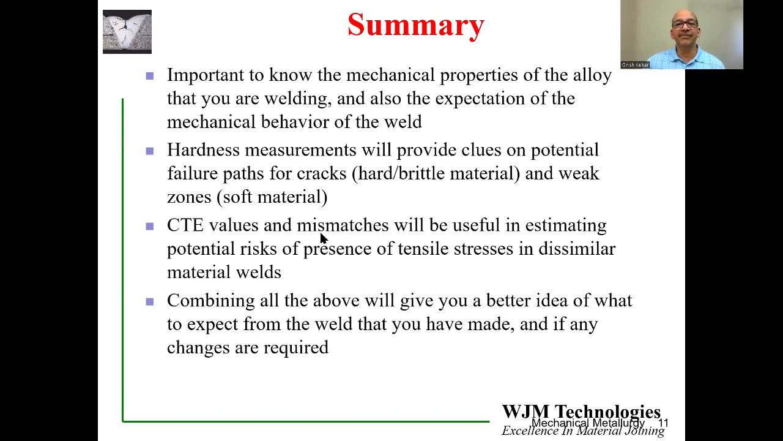Then you have to think about the CTE mismatches based on the orientation and the geometry of the weld or the solder or the braze joint. And you combine all of these components together, that will give you a better idea of what to expect from the weld that you have made and if any changes are required. And at that point, you should approach the design engineer and have a good discussion on which is the right way to go forward. I hope this has given you a good insight into the mechanical metallurgy, and hopefully now you know what right questions to ask in this whole process of analyzing welds.